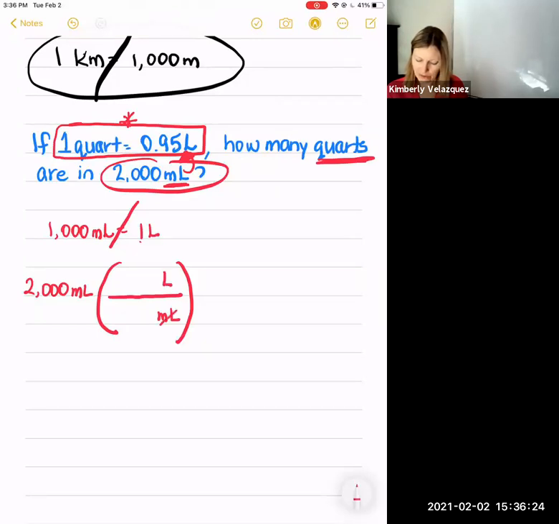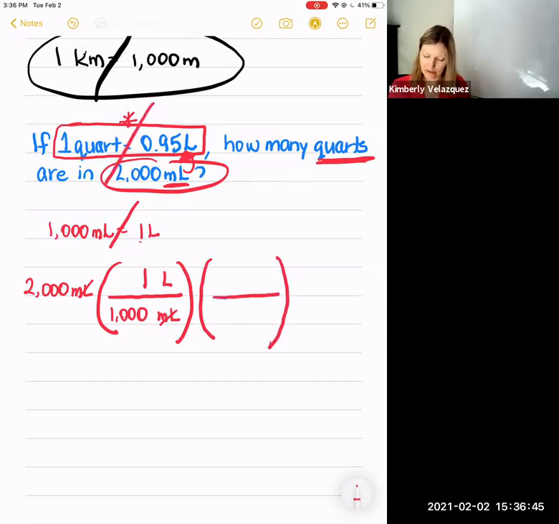Milliliters divided by milliliters will cancel out milliliters. Now I just put in my numbers. 1,000 milliliters equals 1 liter. So that means I'm going to divide by 1,000. But I don't do that yet. I'm going to set up my next parentheses right next to this one. And now I'm going to use this equivalency. I'm now going to go from liters to quarts because now I'm in liters. Okay, now I can go from liters to quarts.